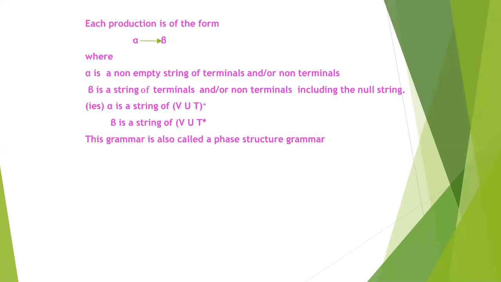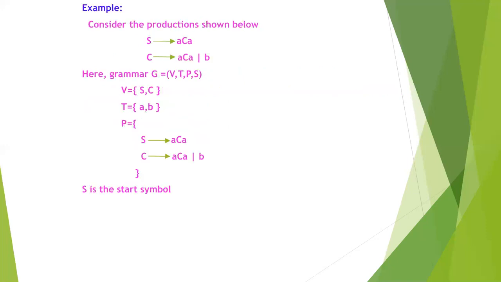Each production is of the form alpha produces beta, where alpha is a non-empty string of terminals or non-terminals. Beta is a string of terminals or non-terminals including the null string. That is, alpha is a string of N union T clean positive, and beta is a string of N union T clean closure. This grammar is also called phrase structure grammar.